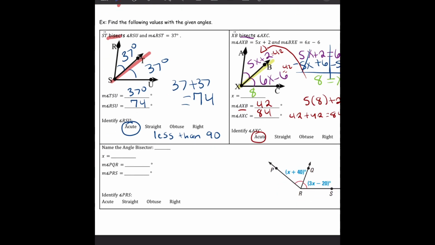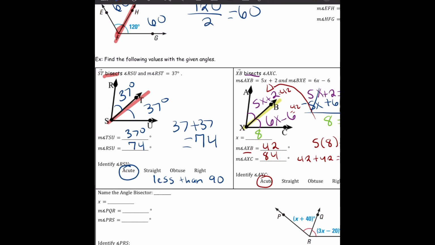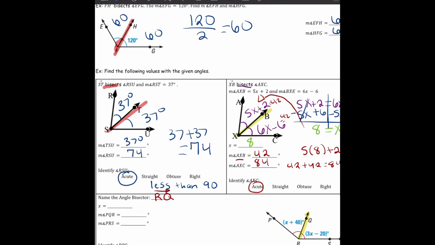Okay, let's try the last one on this page. It says name the angle bisector. Our angle bisector is what cuts it in half. So RQ, and I put an arrow because it's a ray. And I want to solve for x. Because my picture has the congruent marks, that means they're also equal. So x plus 40 equals 3x minus 20.